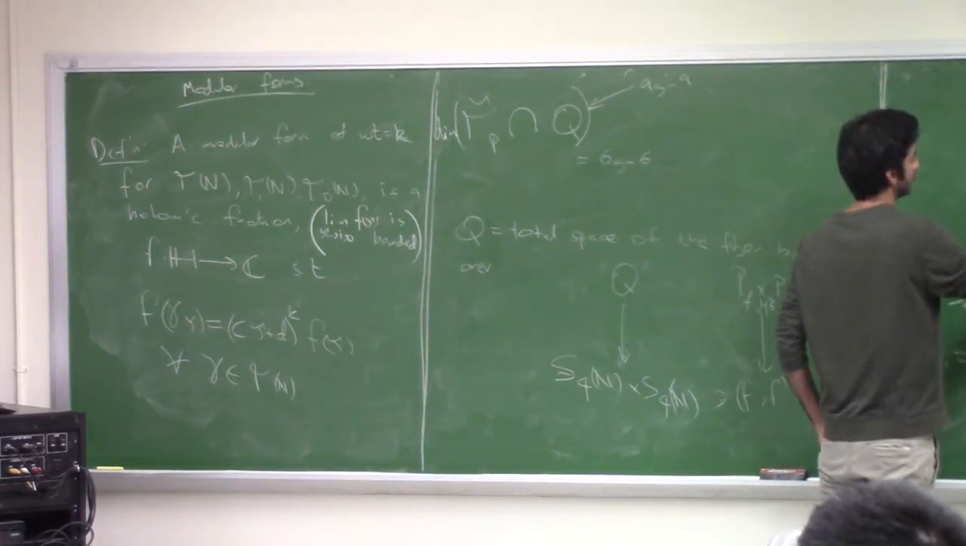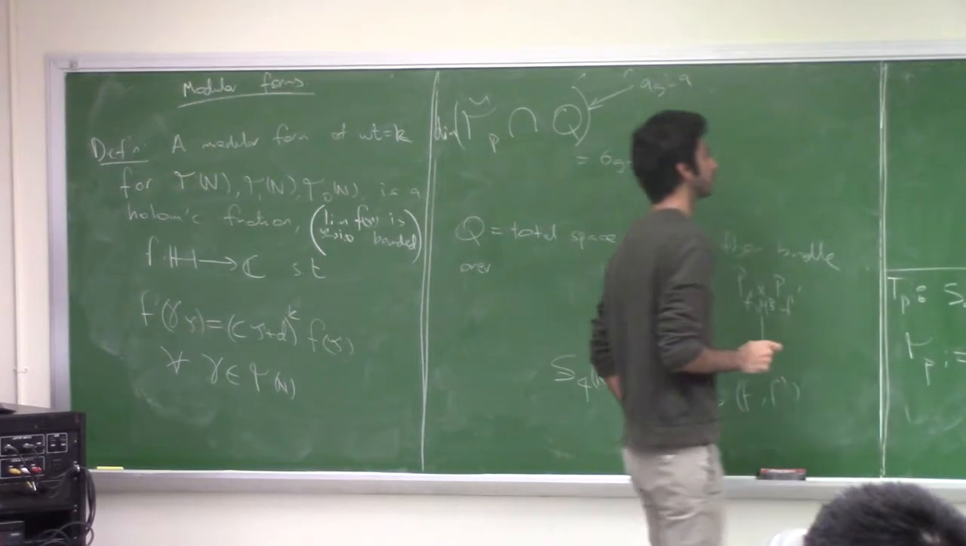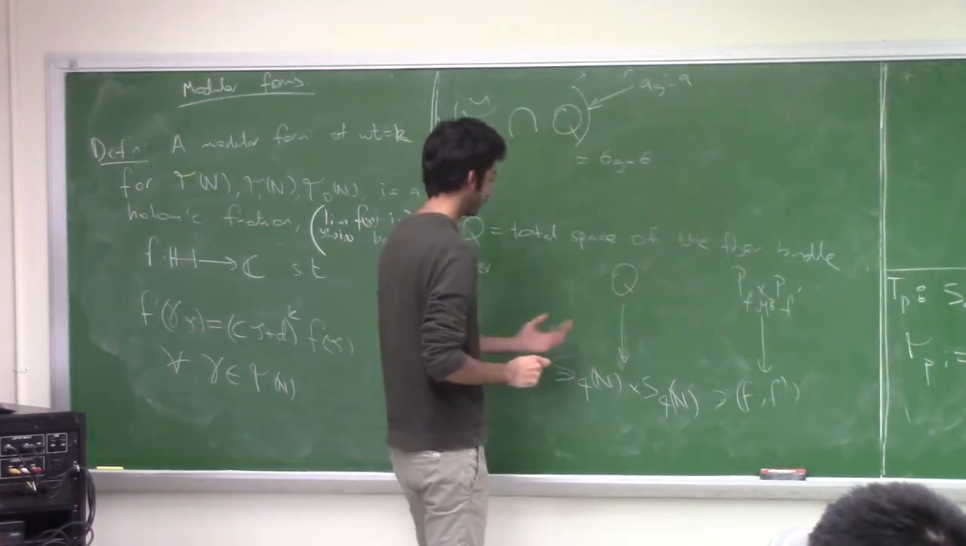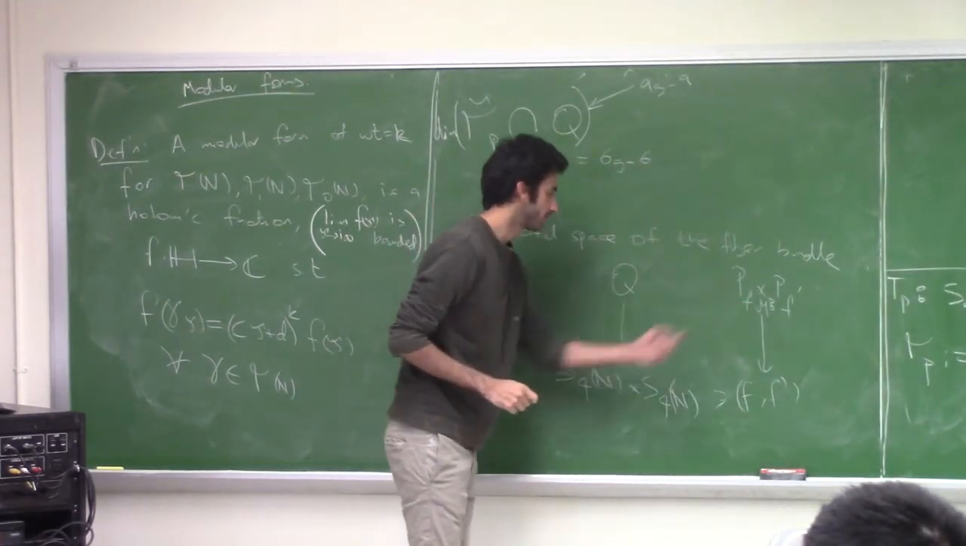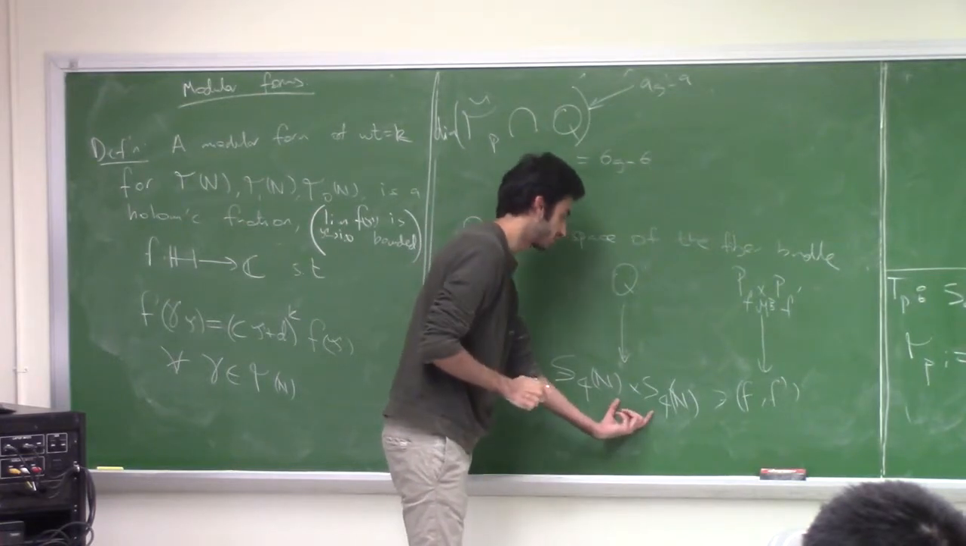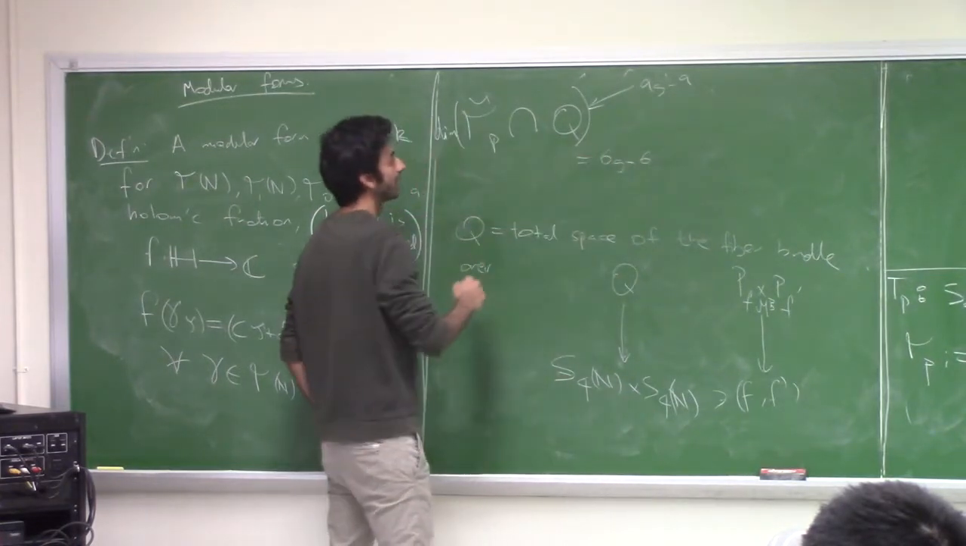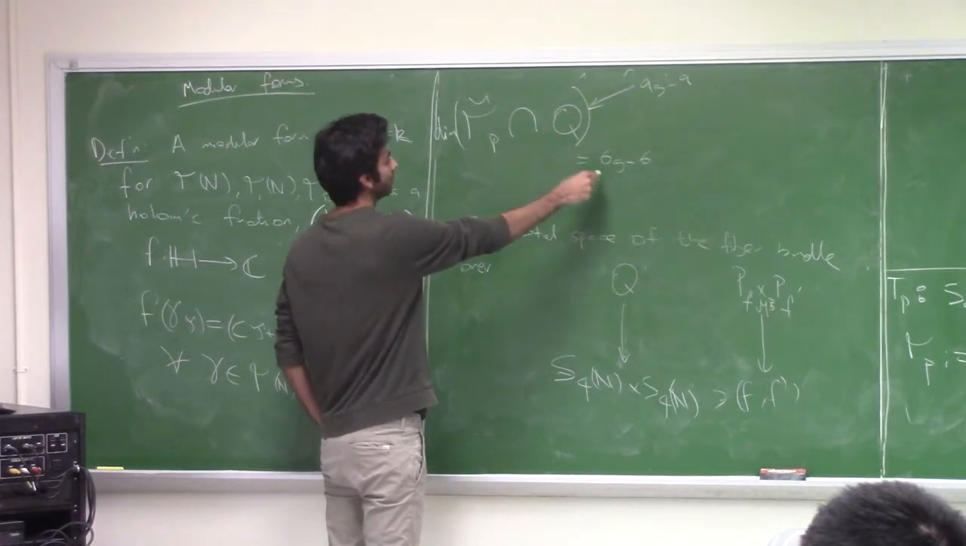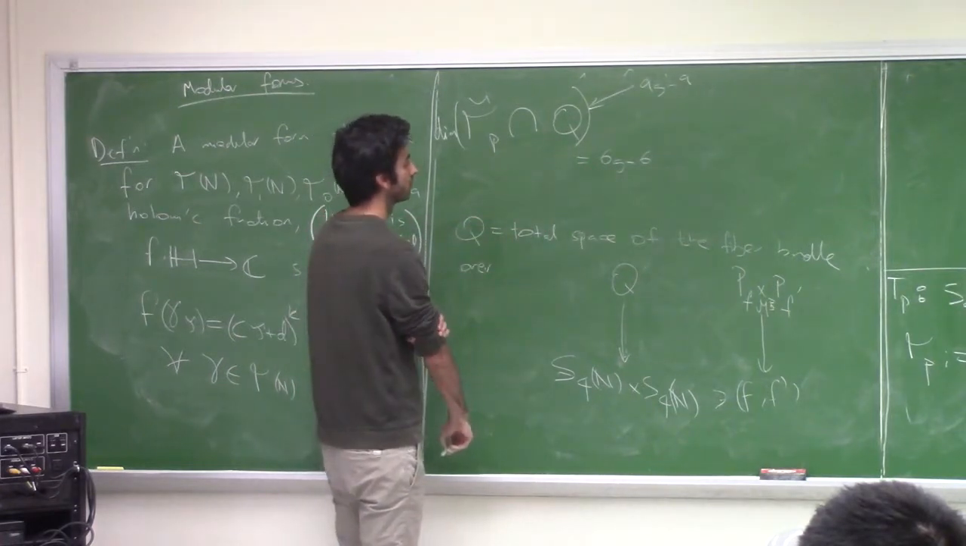Because 3G minus 3, 3G minus 3, 3G minus 3, so if you just do the formula, you get 3G minus 3. So the fiber over such a thing is of 3G minus 3. This thing is 6G minus 6. So Q is of 9G minus 9 dimension. And their intersection then gives a 6G minus 6 dimensional thing.